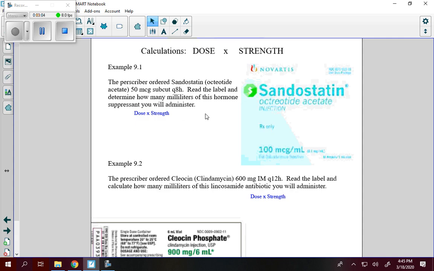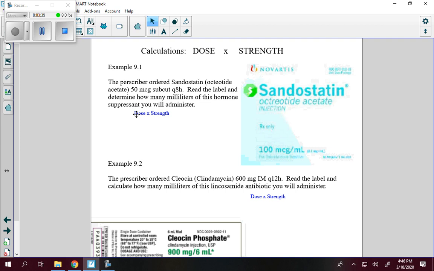So with the calculations, we're going to use dose times strength. For example, this first one says the prescriber orders Sandostatin. I can't pronounce the name of that. 50 micrograms subcut every 8 hours. Read the label and determine how many milliliters of this hormone suppression you would administer. So the first thing I would look at is, one, it says subcut, so maybe it should be under 1 milliliter.